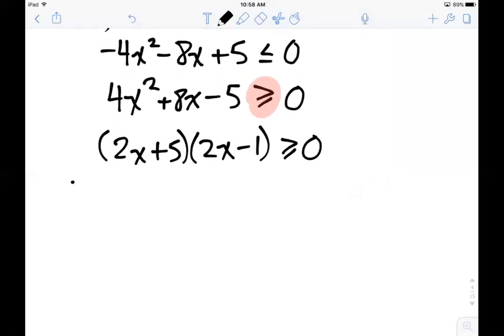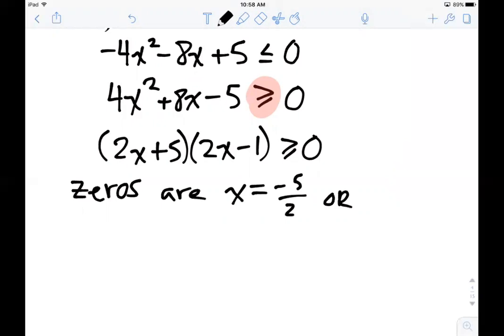So from there, I can figure out that the zeros would be, well, if I rearrange each of the factors that I have inside of those brackets after making them equal to 0, I would say that x could be -5/2. I would get that from the first bracket. Or x could equal +1/2. That's what I would get from the second bracket. So those are my roots. And if I look carefully, once again, I know it has to be greater than or equal to 0. So -5/2 and +1/2 are values that are included as part of the solution.